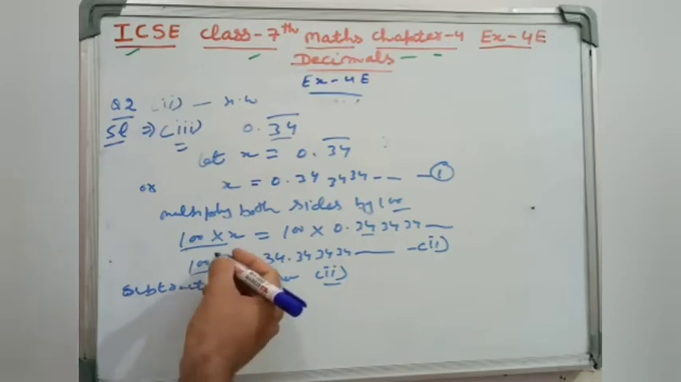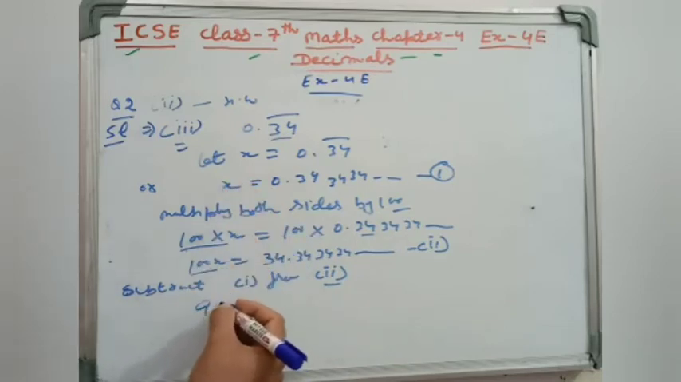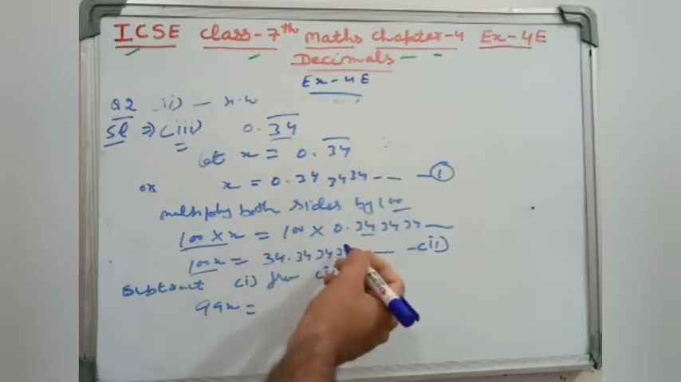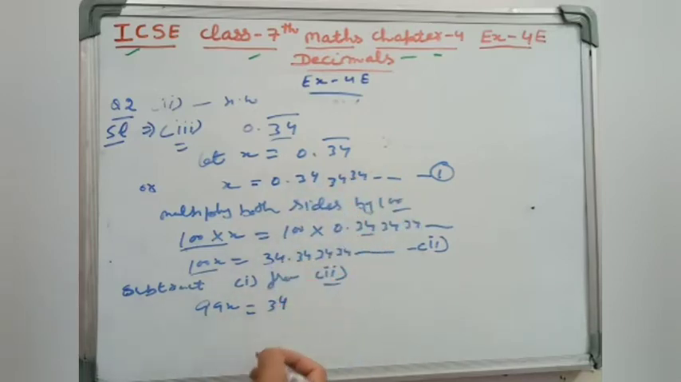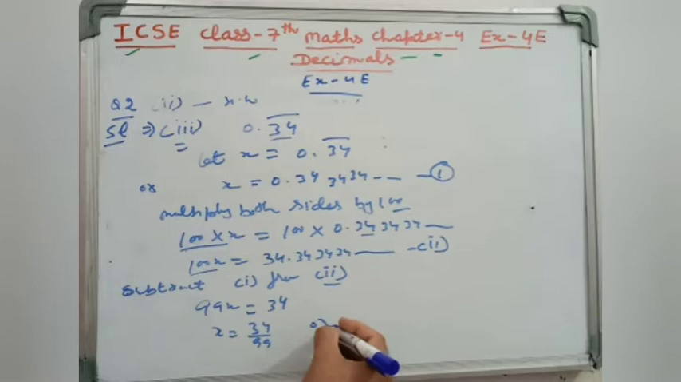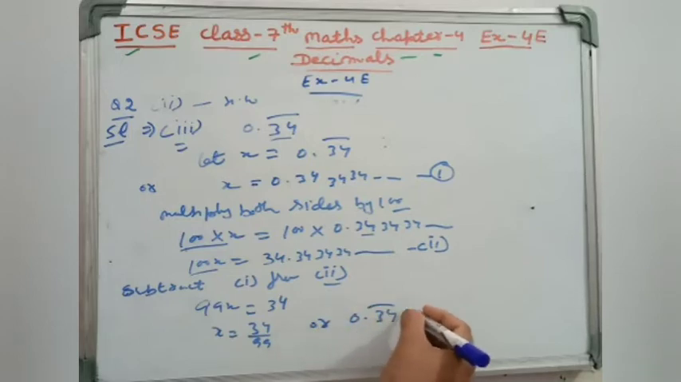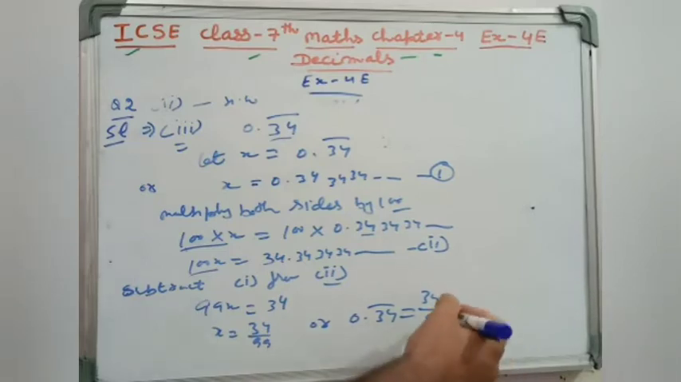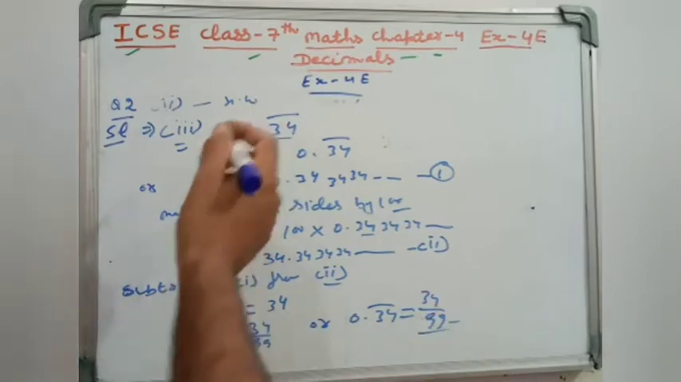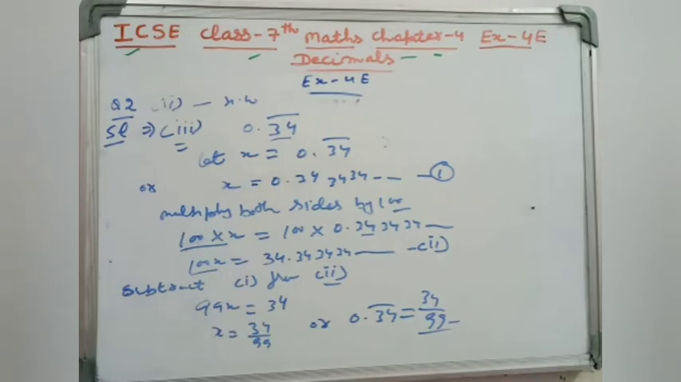So 100x minus x, we will get 99x. This portion will cancel, only 34 will remain. Right? x will be 34 upon 99. So this is our answer, or we can write it as 0.34 bar is equal to 34 upon 99. So with 1 digit under the bar we get 9, with 2 digits under the bar we get 99. Right, students?